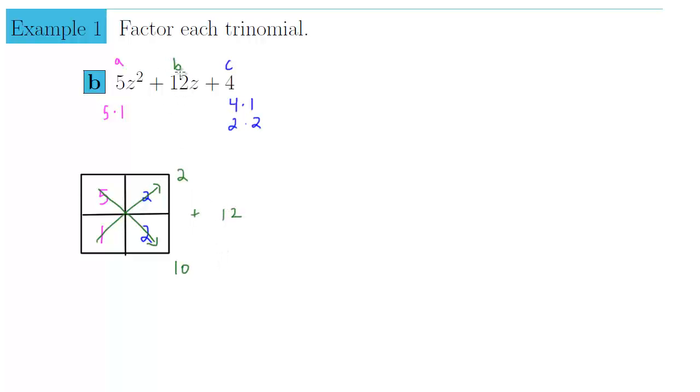So we did get back this middle number, which means this box tells us how to factor 5z squared plus 12z plus 4. The first column, remember, is going to have the variable attached to it, so we're going to have to put a z and a z to make sure we get back this z squared. Now we can just read off our two binomials by looking at the top row and the bottom row.